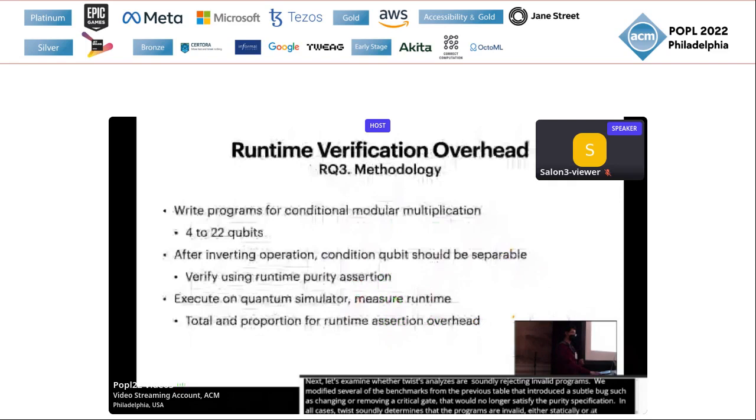Next, we wrote a family of programs to examine Twist's runtime performance. They use a purity assertion to verify that after a conditional modular multiplication followed by an inverse, the condition qubit should be separable from the data qubits. We executed these programs on a quantum simulator and measured their total runtime and the proportion of runtime spent checking the purity assertions.